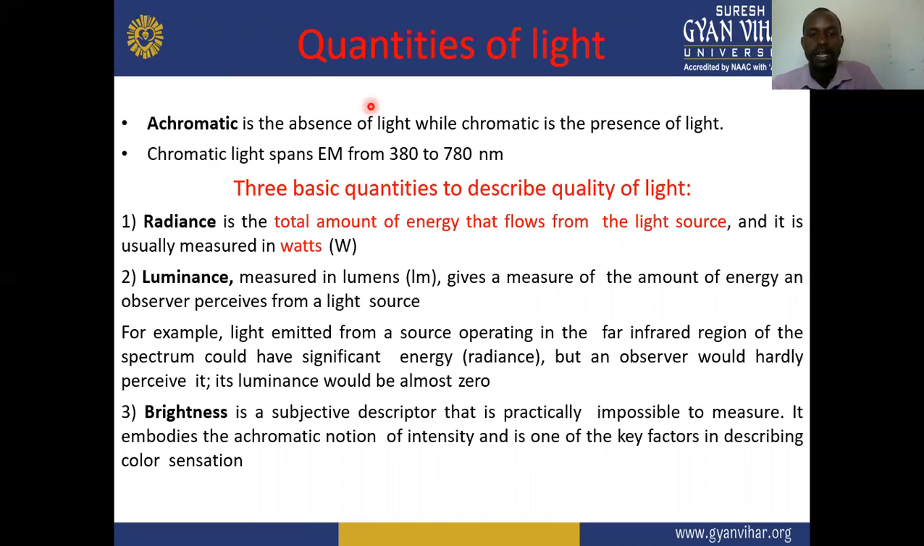When we talk of light, the opposite of light is basically darkness. So the first terminology we are going to look at is achromatic. Chroma is presence of light. So achromatic is the absence of light, while chromatic is the presence of light.